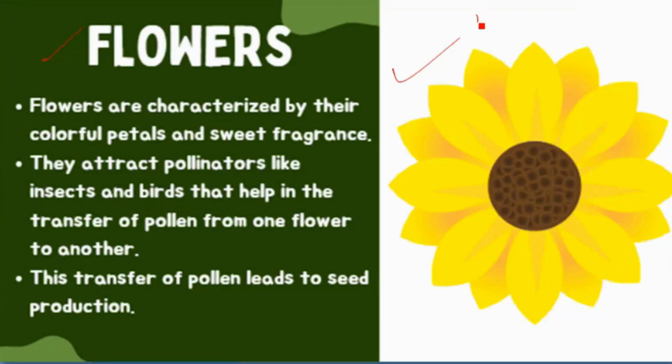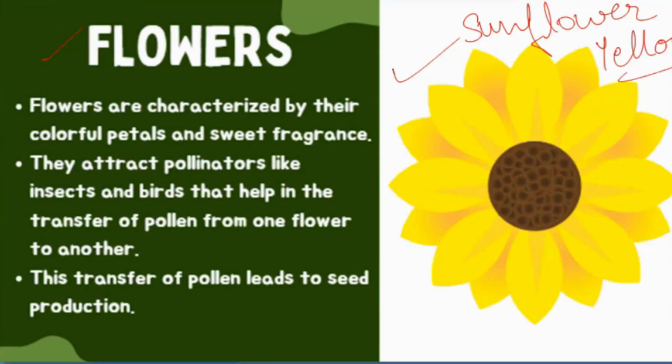This is a sunflower. And what is the color of it? Very good. Yellow. So sunflower is of yellow color. So some other flowers are like rose. Rose is found in many colors, orange, white, pink, yellow, red. Yes, they are so beautiful.